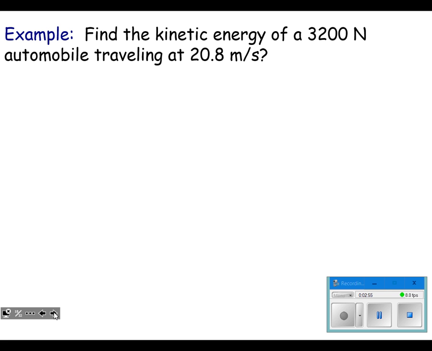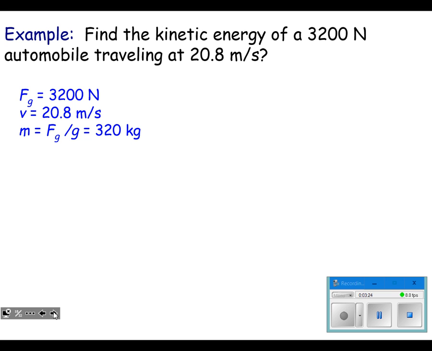So find the kinetic energy of a 3,200 Newton automobile traveling at 20.8 meters per second. Well, we're given force and we're given velocity. Well, the kinetic energy formula actually is 1/2 mv squared. So we need the mass, but if that's the weight of my vehicle, I can find the mass by taking that force and dividing it by gravity. So I can find my mass by doing my weight force divided by gravity, which we use this class 10 meters per second squared. So 3,200 divided by 10 is 320 kilograms.